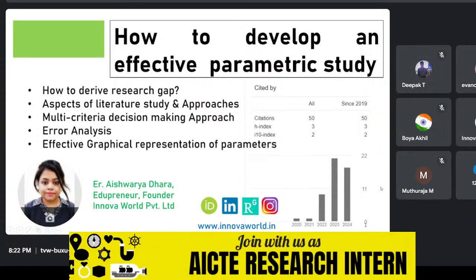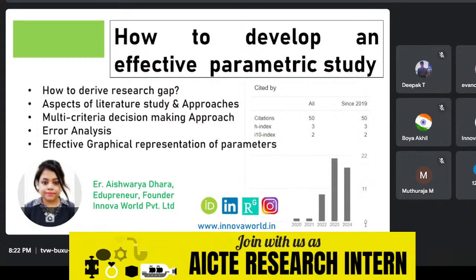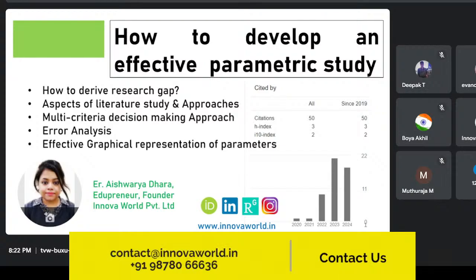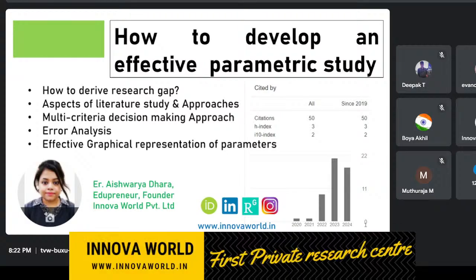So the last is effective graphical representation of parameters. Right now you have just seen how to identify the error analysis, and now I'm going to show you how effectively you're going to identify this, how to represent it, right?